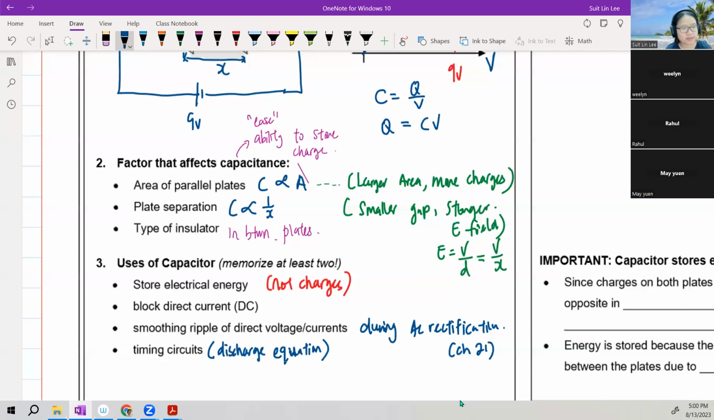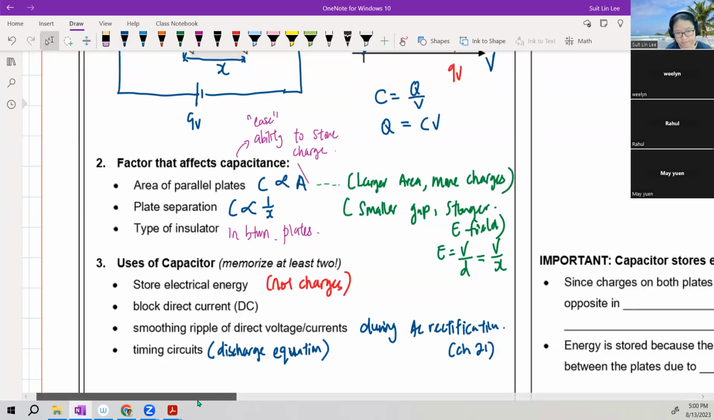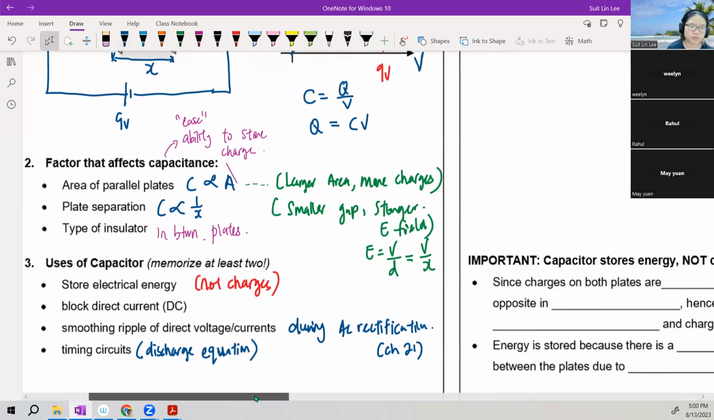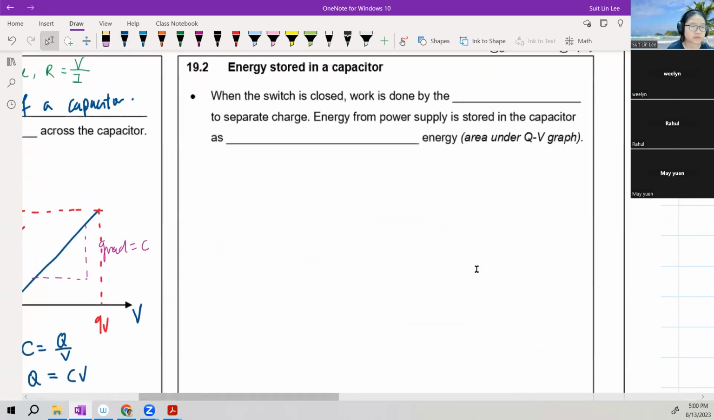Okay, so we're going to start by looking at all four uses and also teach the remaining subtopic. Let's start with storing electrical energy. And as usual, screenshot, or this will be in Google Drive after the class.